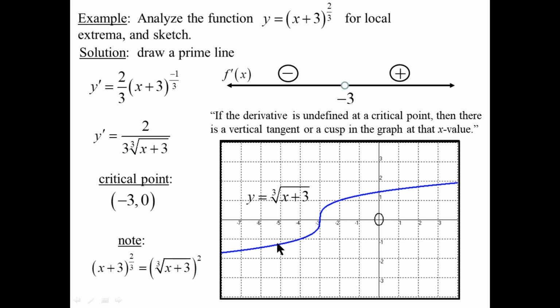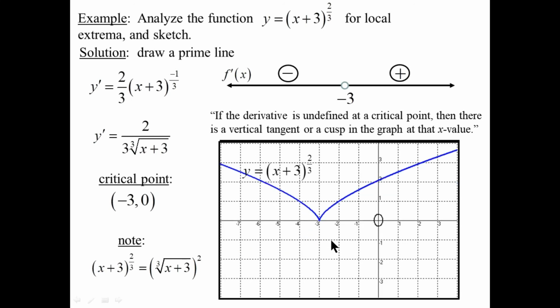So if we could take all the y values of this third root function and square them, we'd have the third root of (x plus 3) squared. So we have to square all the y values. And when you square these negative y values, they turn positive. So they'll be up here somewhere. And when you square these y values, they'll be positive as well, and perhaps a little higher. And there we have it. y equals (x plus 3) to the 2/3.